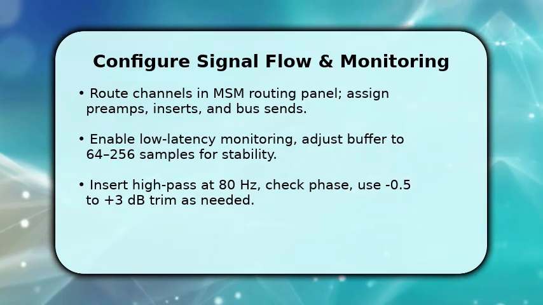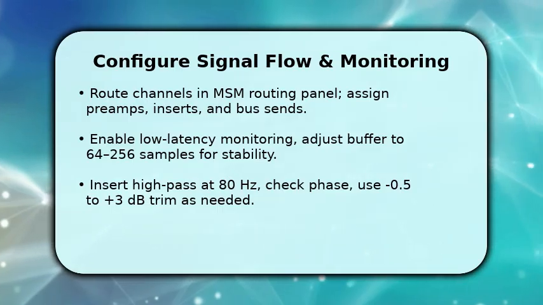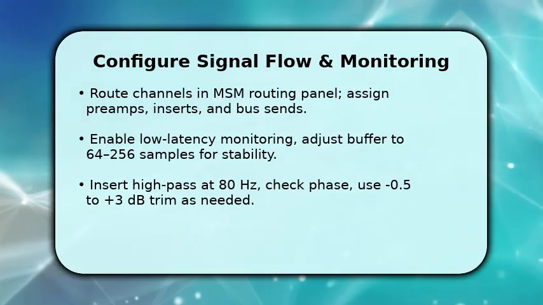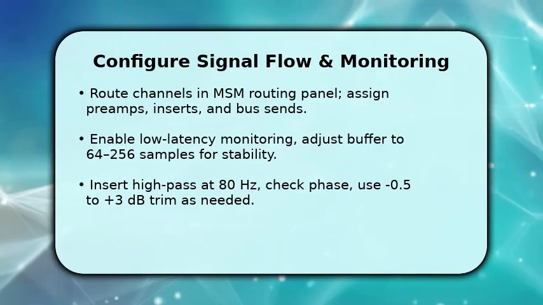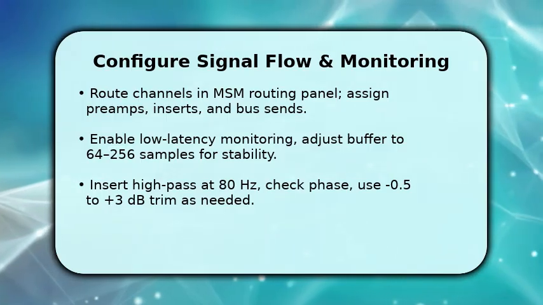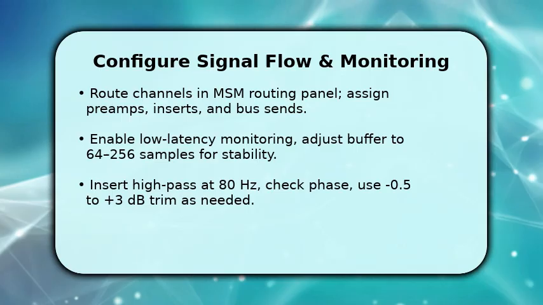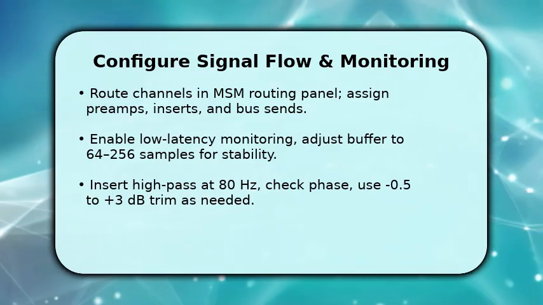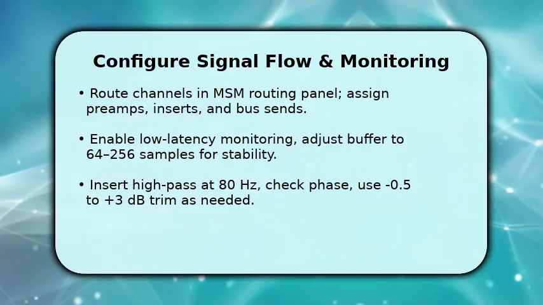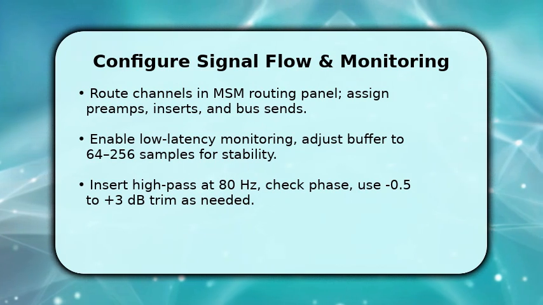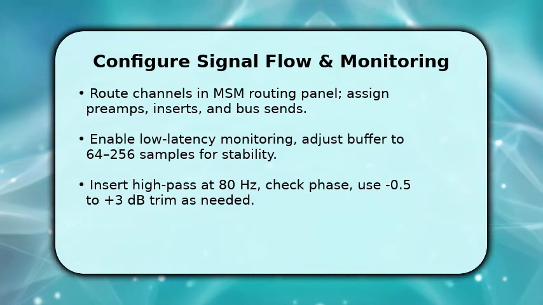Once routed, enable low-latency monitoring and set the DAW buffer to 64-256 samples to balance performance and stability. Also, insert a gentle high pass at 80 Hz to remove rumble. Check phase relationships between mics and make small trim adjustments between -0.